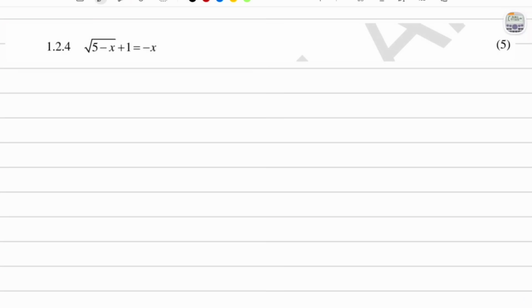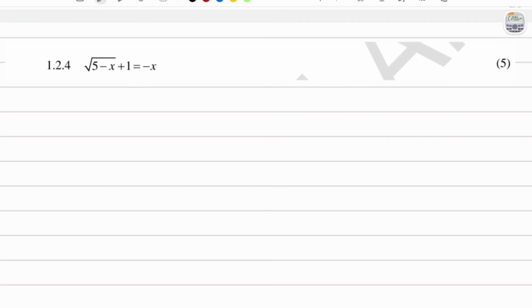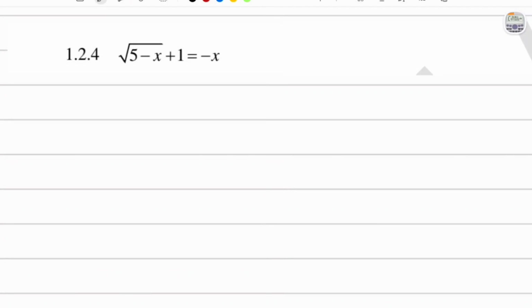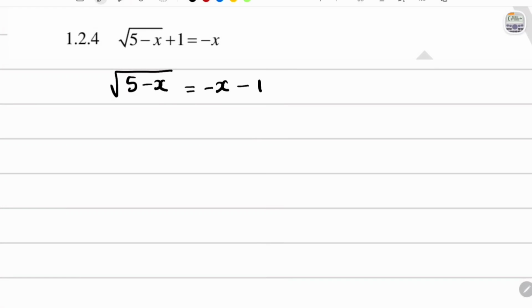So this equation with surds, the first thing you always have to do in equations with surds is isolate the surd. Because in this equation, if you're trying to solve for x, this right now is a problem. You need to leave this on its own so that you can individually get rid of the surd. So we'll leave the square root of 5 minus x, and we'll take this positive 1 over. When you take the positive 1 over, we still have the negative x. The positive 1 comes over and becomes a negative 1. Okay, so we have isolated the surd.